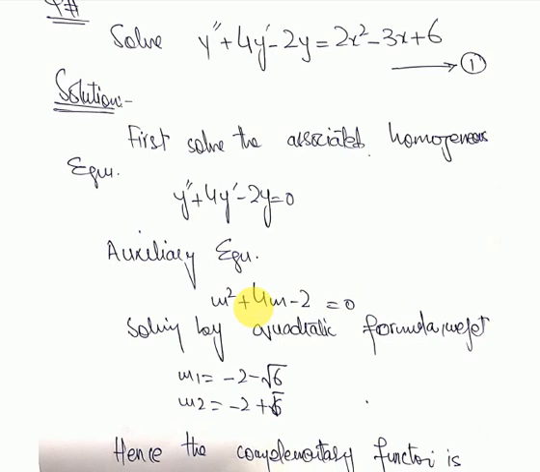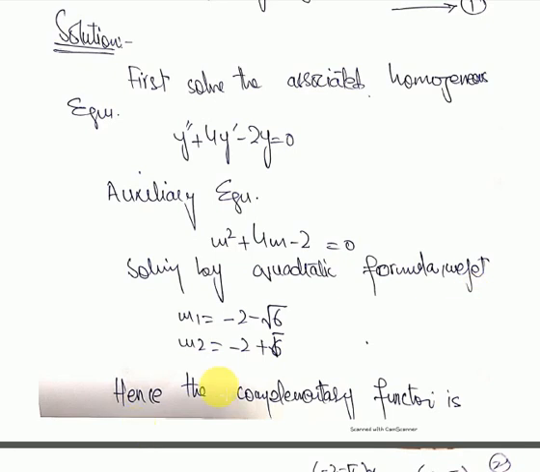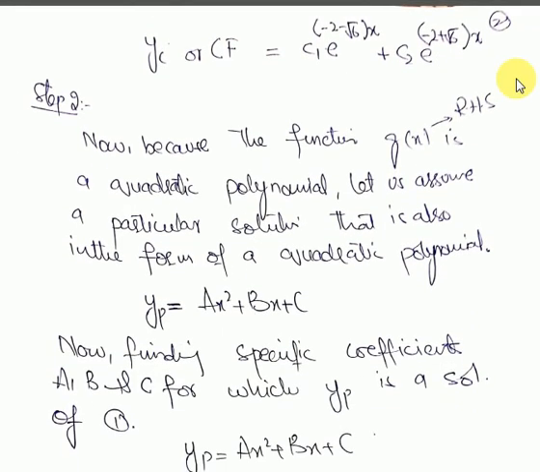As this is a quadratic equation, solve it by the quadratic formula or by any method you know. We get two roots, minus 2 minus under root 6, and the other root is minus 2 plus under root 6. So we have two distinct roots. If we have distinct roots, how do we write the complementary solution yc? We write it as yc equals c1 e raised to the power first root into x plus c2 e raised to the power other root into x.